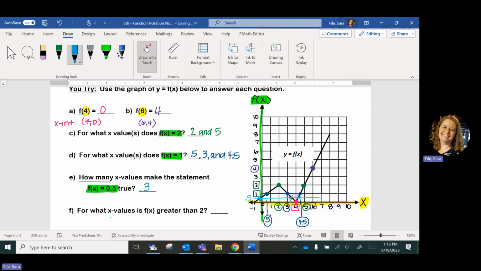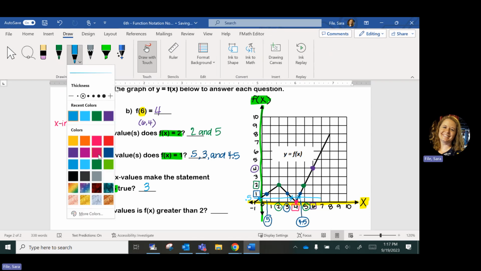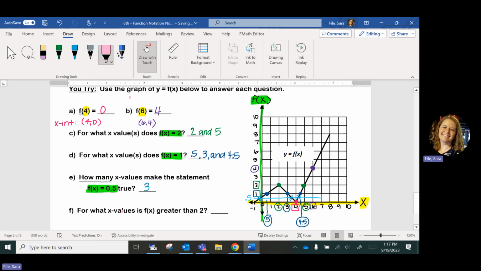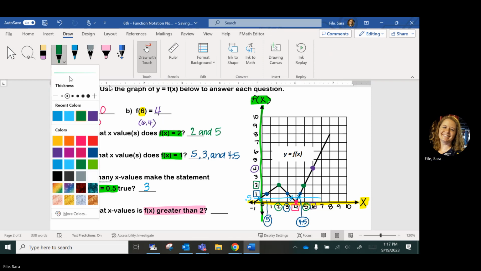Okay, F asks for what X values is F of X greater than 2? So this one is a different type of question. F of X greater than 2. F of X is our function. That's the vertical axis, right? Or the y-axis. So we're talking up and down. So if you're greater than 2 going up and down, that means above 2, doesn't it?